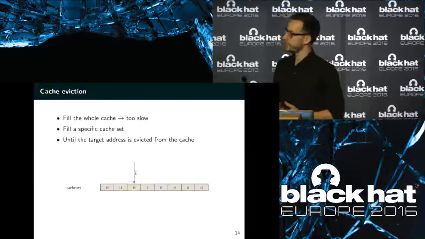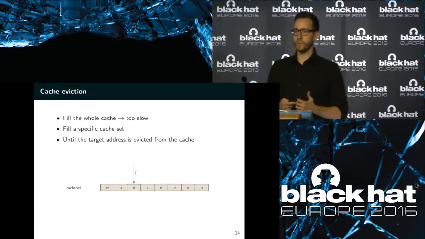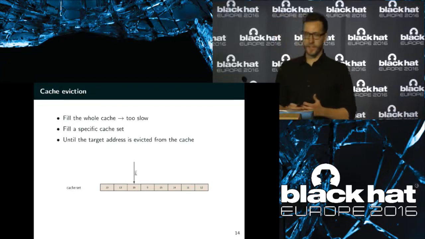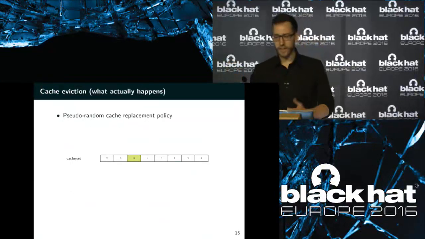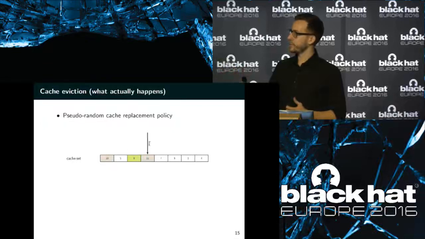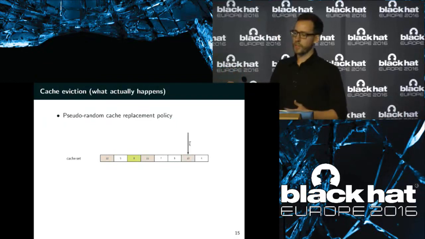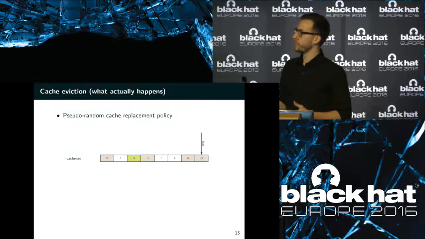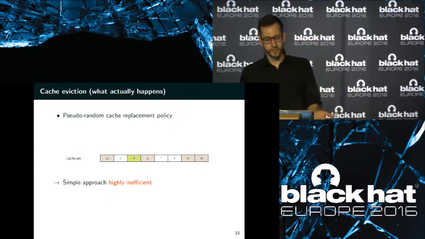Sounds easy? It is easy, but it's only the ideal case if we have a least recently used replacement policy on the cache. But in real life, we don't have that because we have a pseudo-random replacement policy. And when we do the same thing again, just accessing addresses, it may happen that we just evict the address we have just loaded into the cache. So in the end, our target address will still remain in the cache. And so this approach is also highly inefficient.